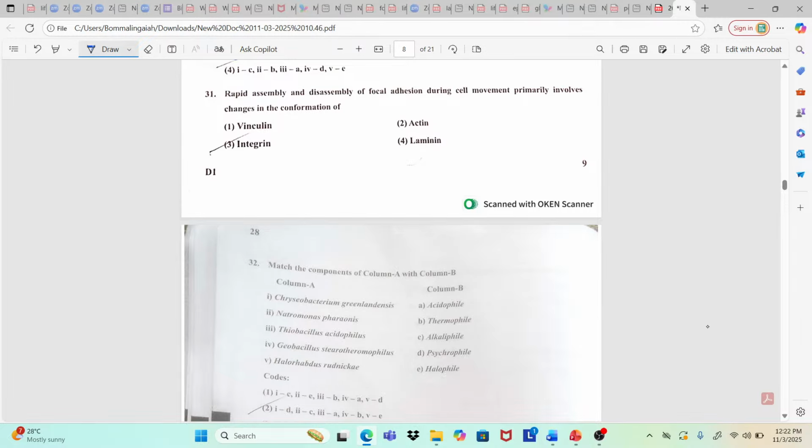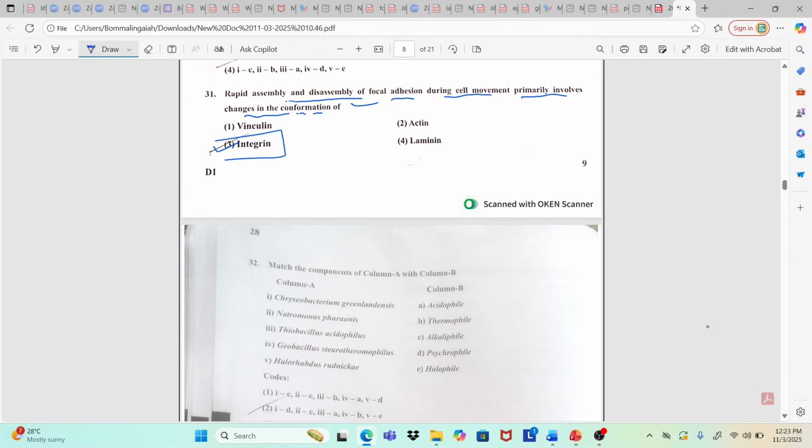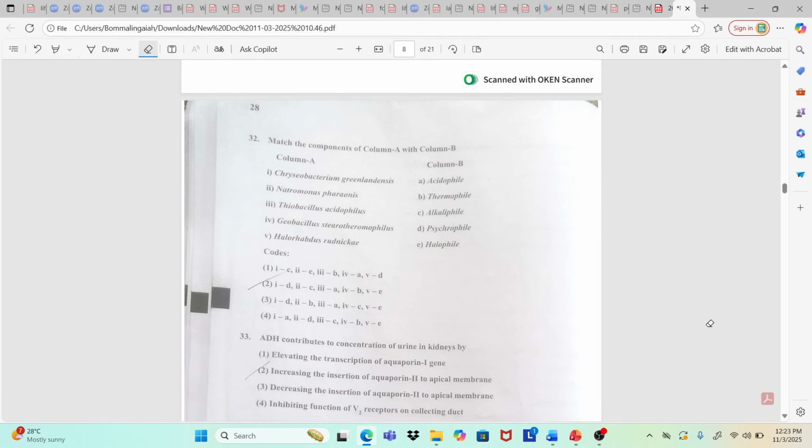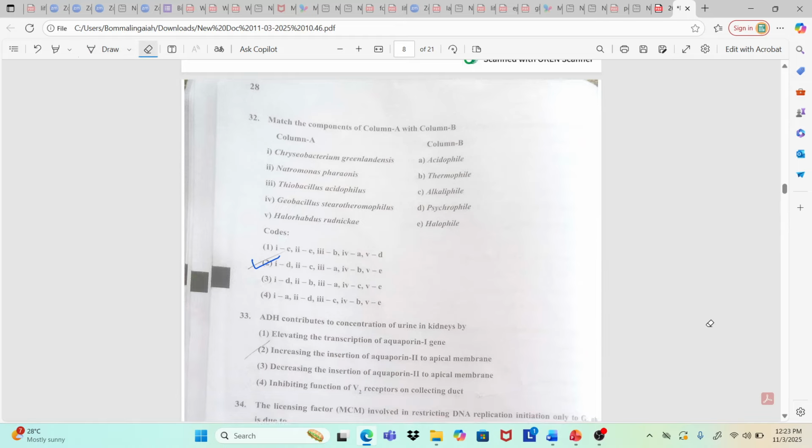Yes, rapid assembly and disassembly of focal adhesion during cell movement primarily involves changes in the conformation of integrin. The correct answer. Okay, next question. Here number 32. The correct option for this question is option number 2, the correct answer. Okay, next question.